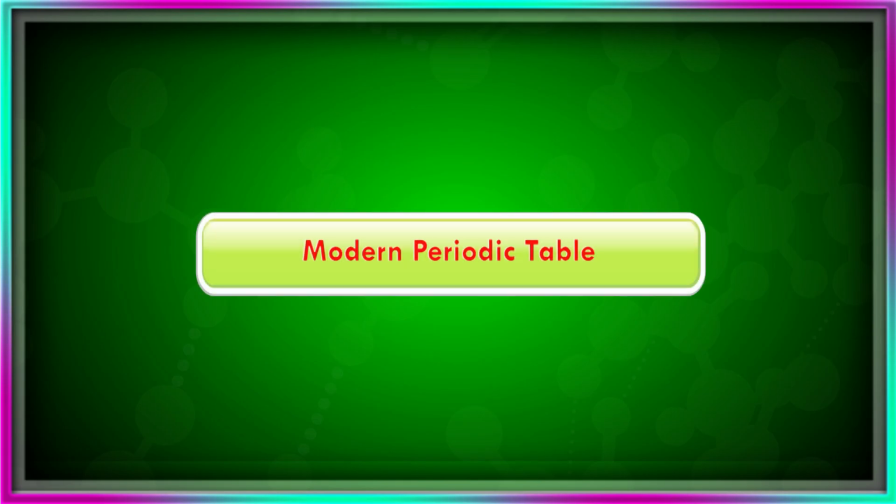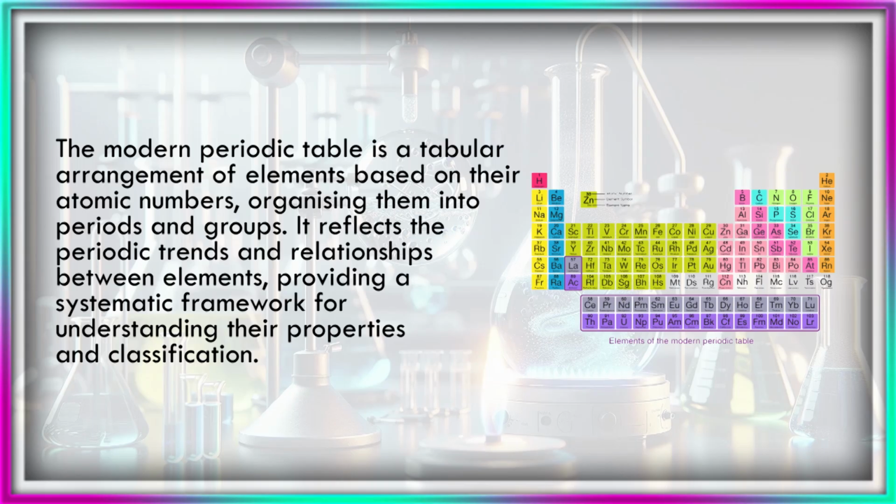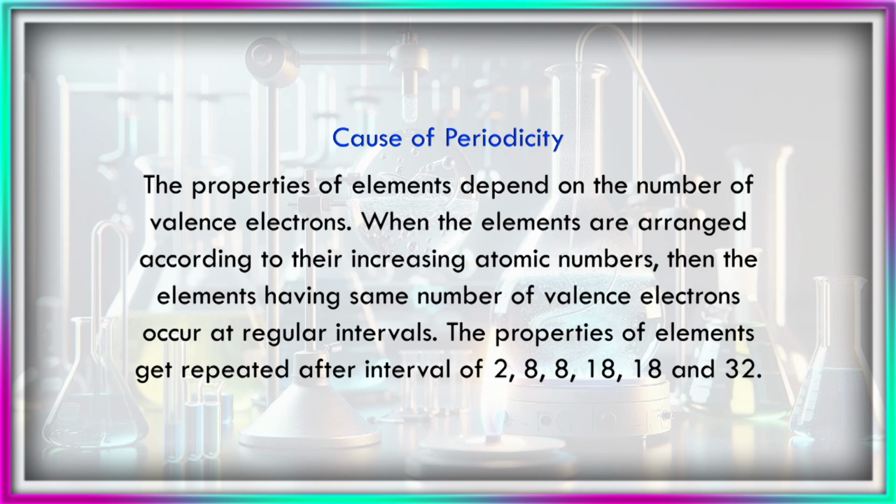Modern periodic table. The modern periodic table is a tabular arrangement of elements based on their atomic numbers, organizing them into periods and groups. It reflects the periodic trends and relationships between elements, providing a systematic framework for understanding their properties and classification.